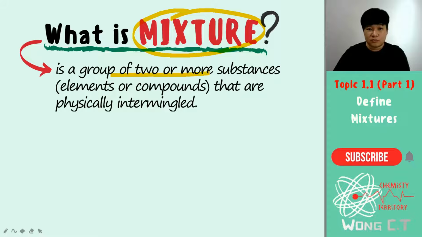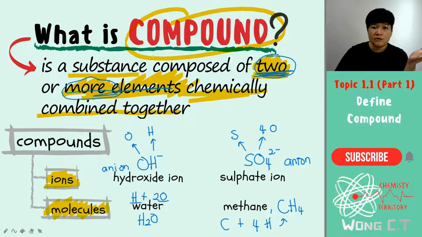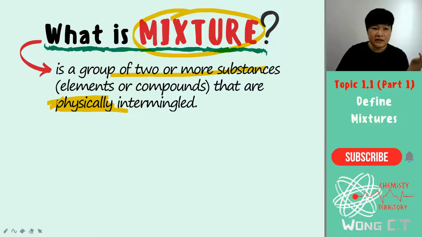It's actually a group of 2 or more substances that will be physically intermingled, meaning they are not chemically combined. Okay, the main difference between a mixture and a compound is that a compound is chemically bonded, if you remember. Well, a mixture right now is physically intermingled.